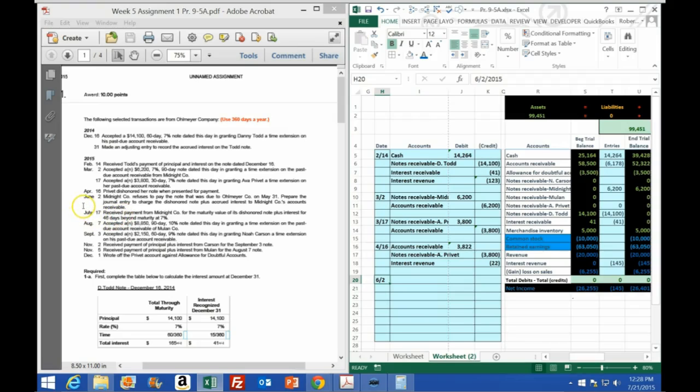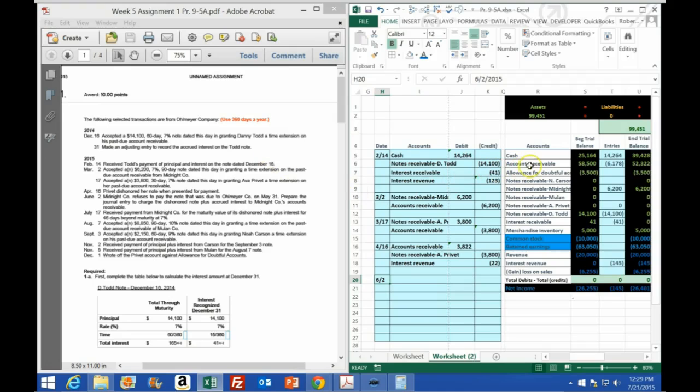So we have a similar transaction here on June 2nd, where Midnight, another customer, refuses to pay the note that was due on May 31st. Prepare a journal entry to charge the dishonored note plus accrued interest to Midnight Company's accounts receivable. So once again, the note became due. We said, you owe us this plus the interest, and they didn't pay us. So instead of making a new note right at this time, we're just going to move it back into the receivable plus the interest on the note.